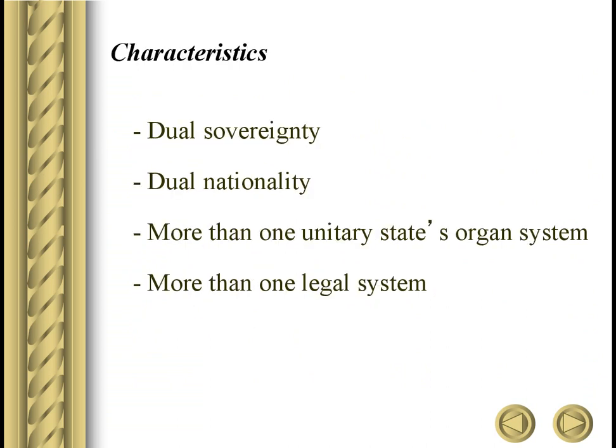In the federal structure, the state has dual sovereignty. One belongs to the federal government and one belongs to the states. And there is a dual nationality and more than one state organ system. One belongs to the state and one belongs to the federal. And of course, more than one legal system.